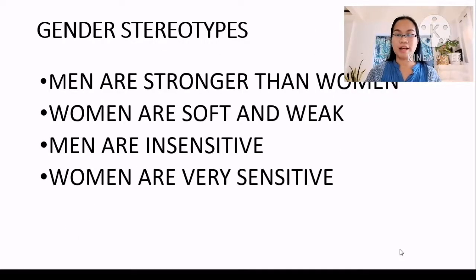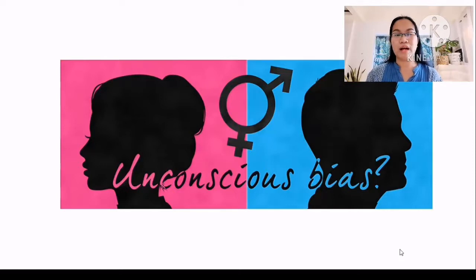Okay, here are also some examples of gender stereotypes. Men are stronger than women. Women are soft and weak. Men are insensitive. Women are very sensitive. So we have this what we call also unconscious bias. Because we are used to it, lagi nating napapakinggan, parang unconscious na tayo na there is really gender bias. It's like normal lang yun para sa atin, pero meron na palang bias. Okay? So that is known to be unconscious bias. So what we are trying to do now is para maging conscious ulit tayo or maging aware of those biases and stereotypes.